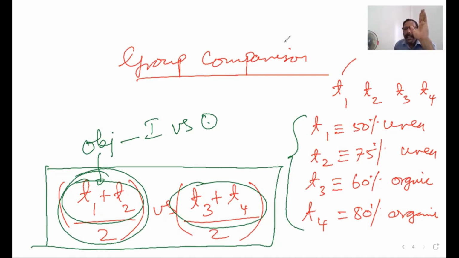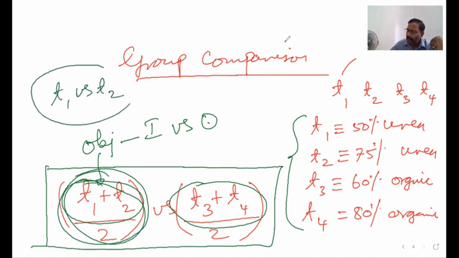Now, our aim in this case is the group comparison, this is what I said, right? You will learn it in the theory. So, group comparison here, my objective is organic versus inorganic, right? Meantime, I can compare this one also. In that case, what is my objective? In this case, what is my objective?